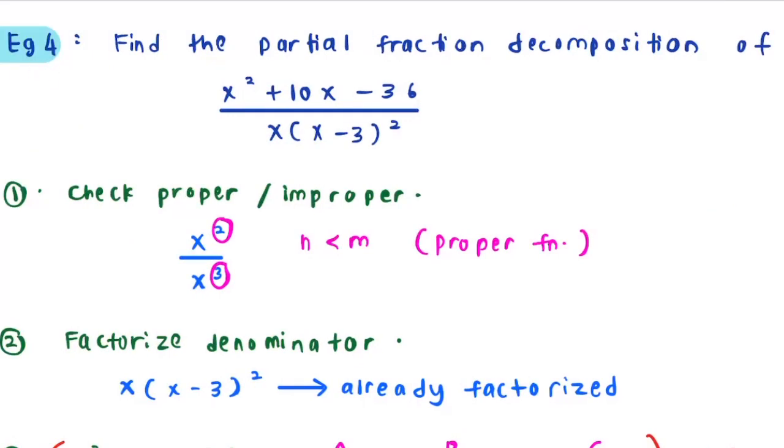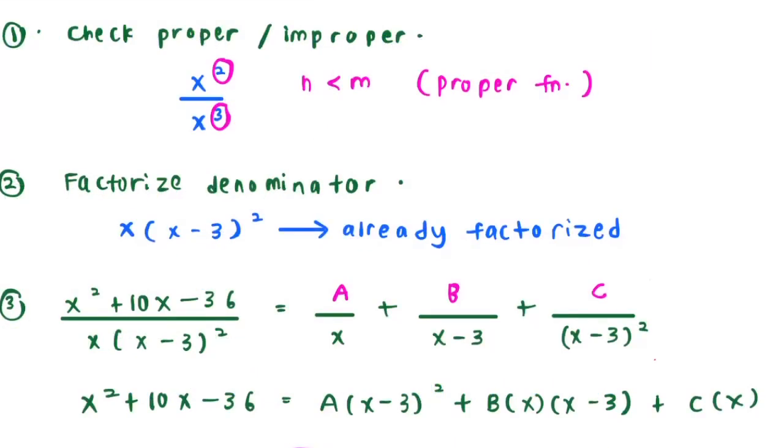Example 4. Find the PFD for this equation here. So first of all, let's check whether this is proper or improper. The degree of numerator is 2, degree for denominator is 3, therefore this is proper. The power of numerator is less than power of denominator. After we have found out this is proper, let's now factorize the denominator, which is already factorized. So now let us write the question, and then let's use partial fraction decomposition.